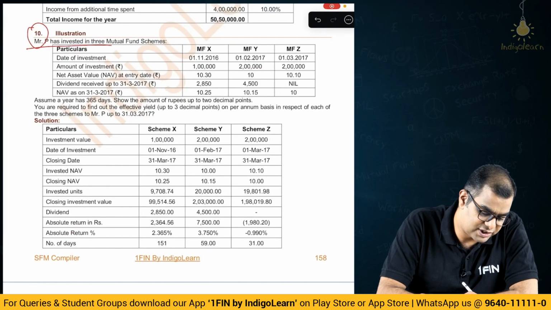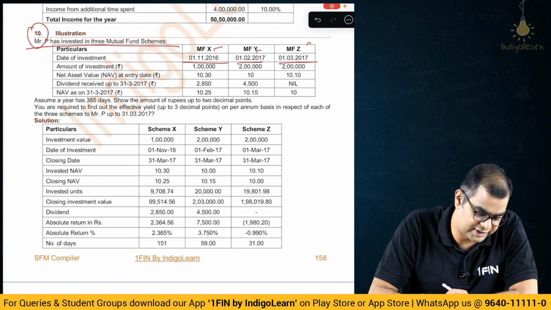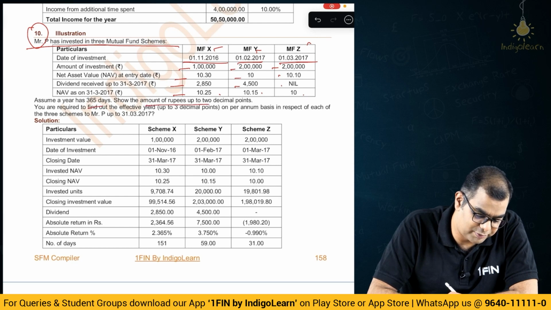Mr. P has invested in 3 mutual fund schemes. What are these schemes? X, Y and Z. Date of investment is 1st November 2016, 1st Feb 17 and 1st March 17. Amount invested is 1 lakh, 2 lakh, 2 lakhs. NAV at entry date is 10.3, 10, 10.1. Dividend received up to 31st March 2017 is 2850, 4500 and nil. NAV on closing date is 10.25, 10.15 and 10. Assume a year as 365 days. Show the amount of rupees up to 2 decimals.